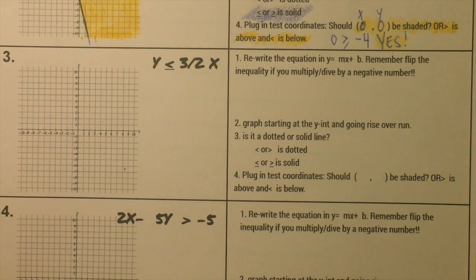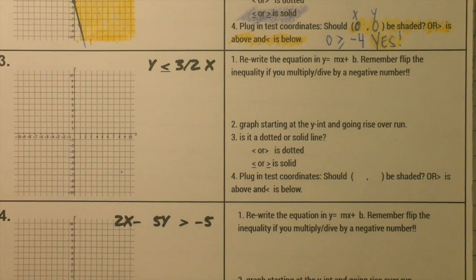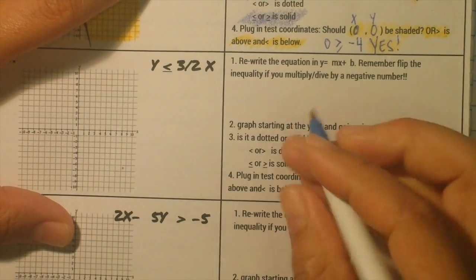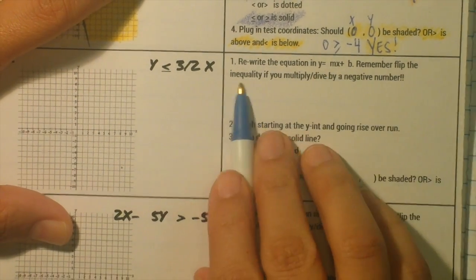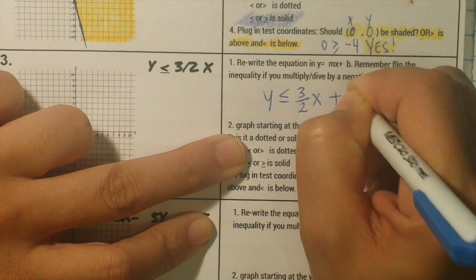Alright, number 3, same thing. Rewrite it into y equals mx plus b. It's already in y equals mx plus b. I guess we could just add the +0 so that you can see the intercept is 0. Remember, flip the inequality if you multiply or divide by a negative number. We haven't had one of those yet.